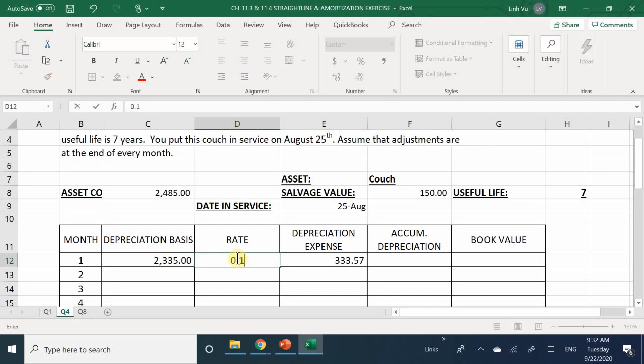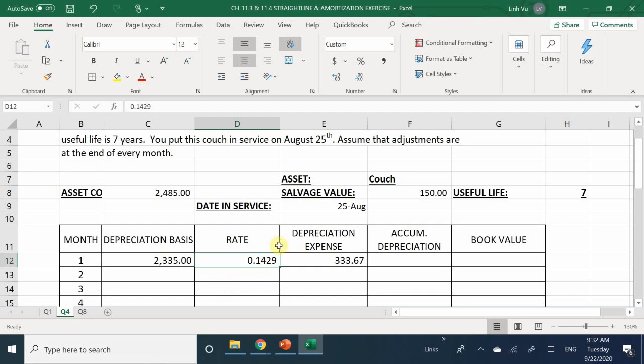Mine looks like yours right now. The 0.1429, mine looks like that. Yeah. And okay, so I got 333 or 333.57. That's when you don't round your number. Okay, so how do you round it in Excel? You either type it in, or there's really no point to use equal round, because you can just look at the top right to format your number.